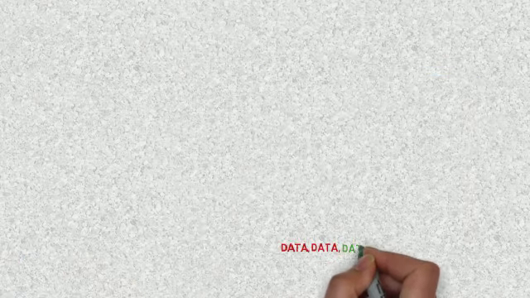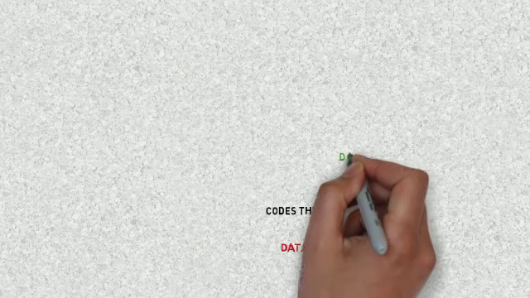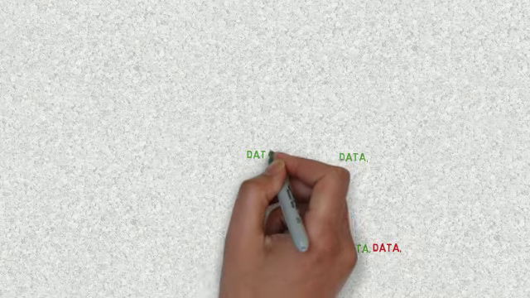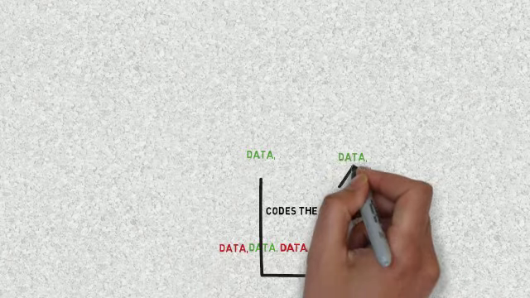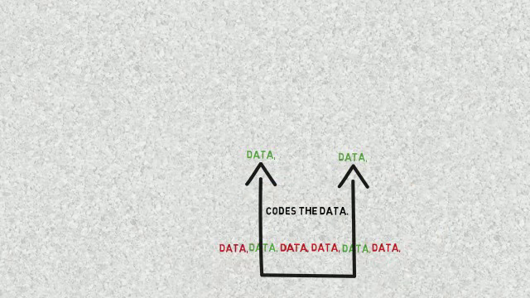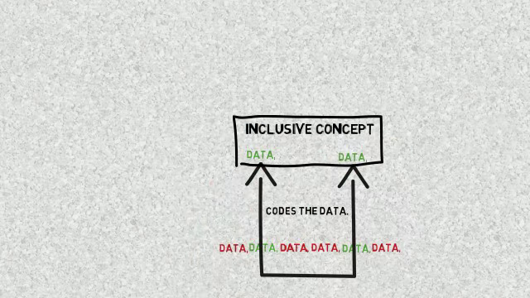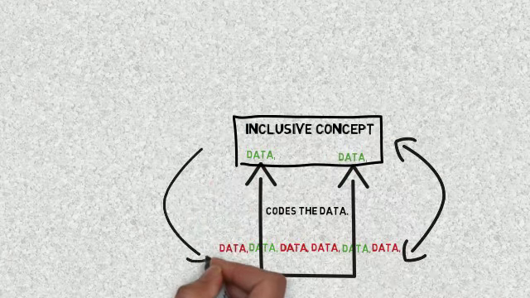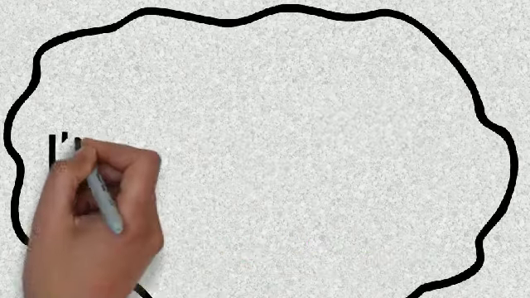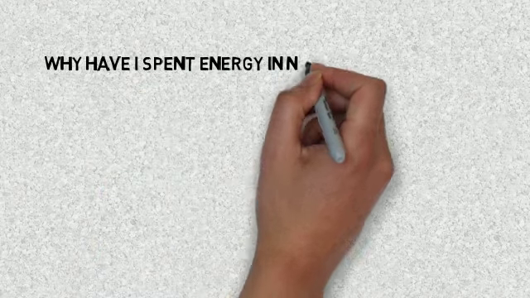It looks at data, it tries to code the data, it picks out semantic domains, tries to relate the data to an inclusive concept, and by process of looking at the data and thinking about the concepts over time, you may have a theory.